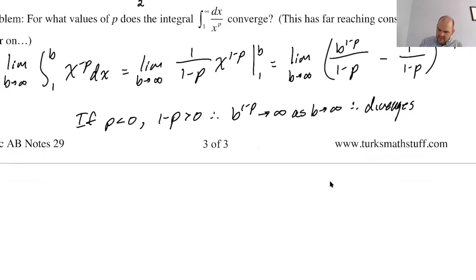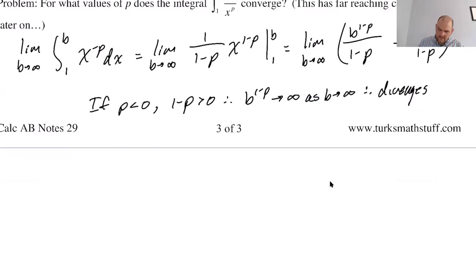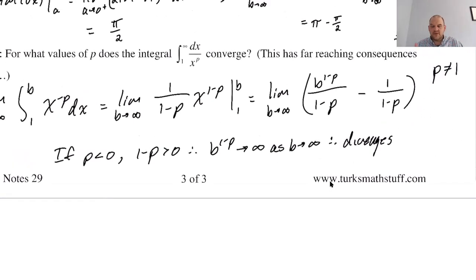If p is between 0 and 1, what will happen? Actually, I said if p is less than 0, we had a problem. What if we just said, I'm going to change this up, what if p is less than 1? If p is less than 1, we get a positive exponent. So I'm going to change this and say if p is less than 1, and then this will change also.